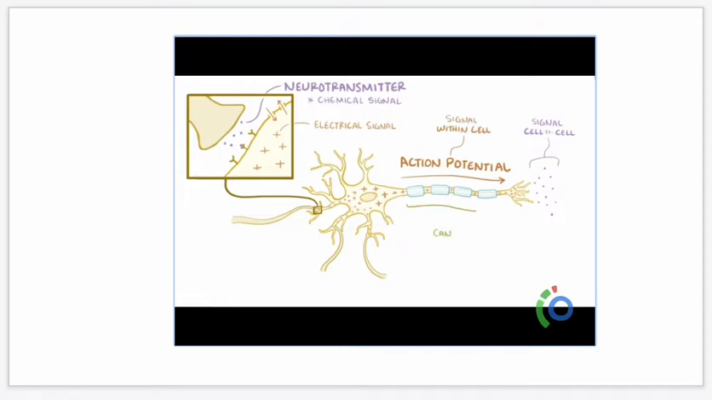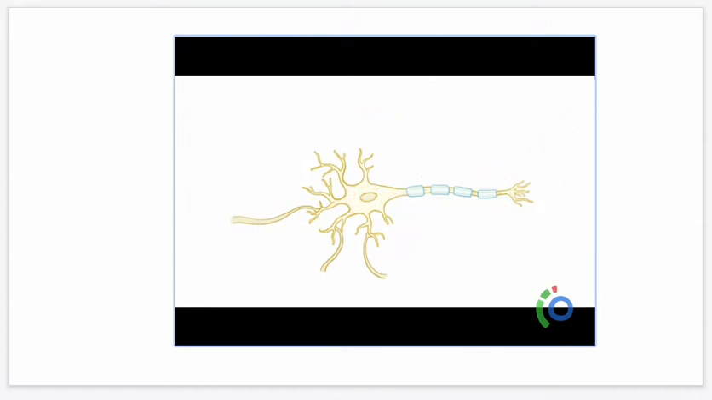Some of these neurons can be very long, especially ones that go from the spinal cord to the toes. So the movement of this electrical signal within the cell is super important. But why does a cell have an electrical charge in the first place?